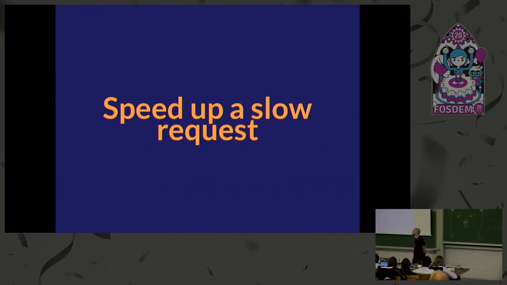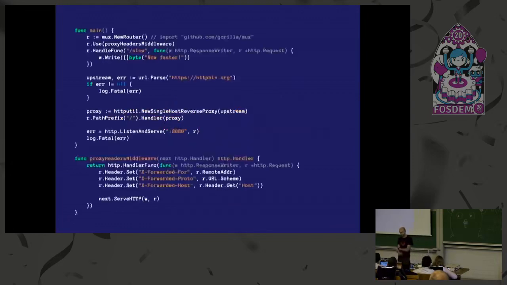Let's imagine that we have a slow endpoint, which is on /slow. This is the amount of code, removing the import, that you need to rewrite the thing. So let's go through the code.